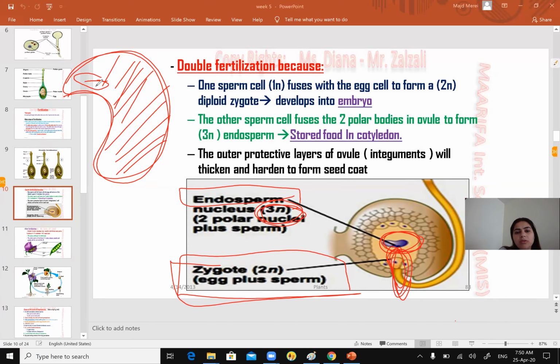The embryo is formed from the fertilization, uniting, joining of one sperm with the egg cell. The endosperm, the nutritious part, or the stored food and cotyledon, is formed because of the second fertilization between one sperm and the two polar nuclei. The third part, the seed coat, is formed from the integuments, the outer protective layer of the ovule, which will thicken and harden to form the seed coat.